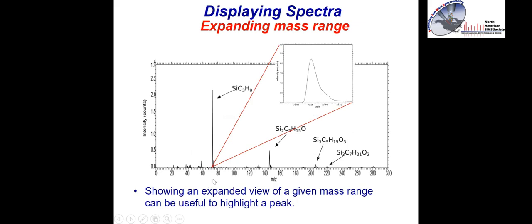If you want to show a specific peak, you can do a blow up that shows either the peak shape or some smaller peak that you're looking at. In this case, I highlighted this to show this is the SiC3H9 from PDMS, and it has this typical high mass shoulder. All the PDMS peaks in the positive ion data have this type of shoulder on them. So if you see these masses and you see this shoulder, then you know you have PDMS on your sample.